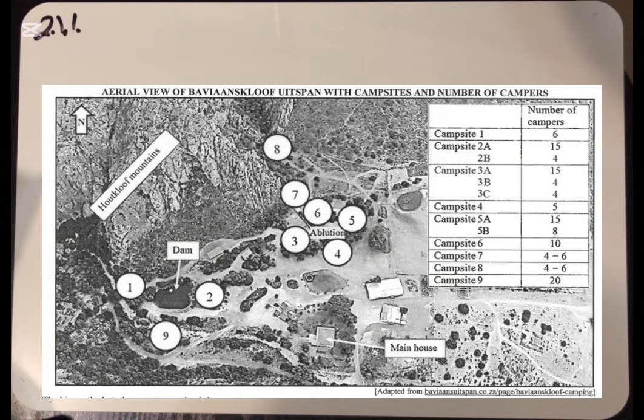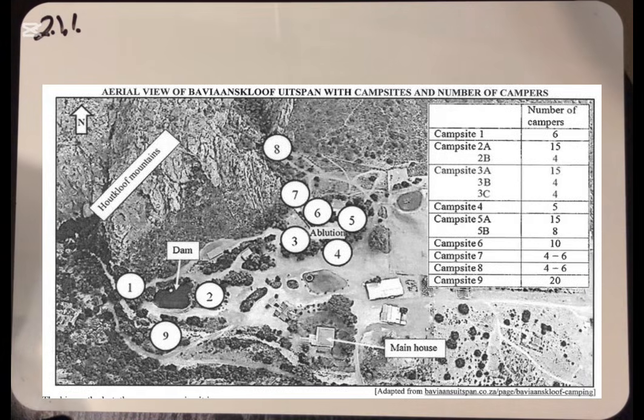And then campsite 4 is 5. Campsite 5 is divided in A and B, which is 15 and 8, which is 23. Campsite 6 is 10. Campsite 7 accommodates 4 to 6 people. Campsite 8 accommodates 4 to 6 people. Campsite 9 accommodates 20. So this is the information that we are having. Note that the bigger the hut, the more expensive it is.